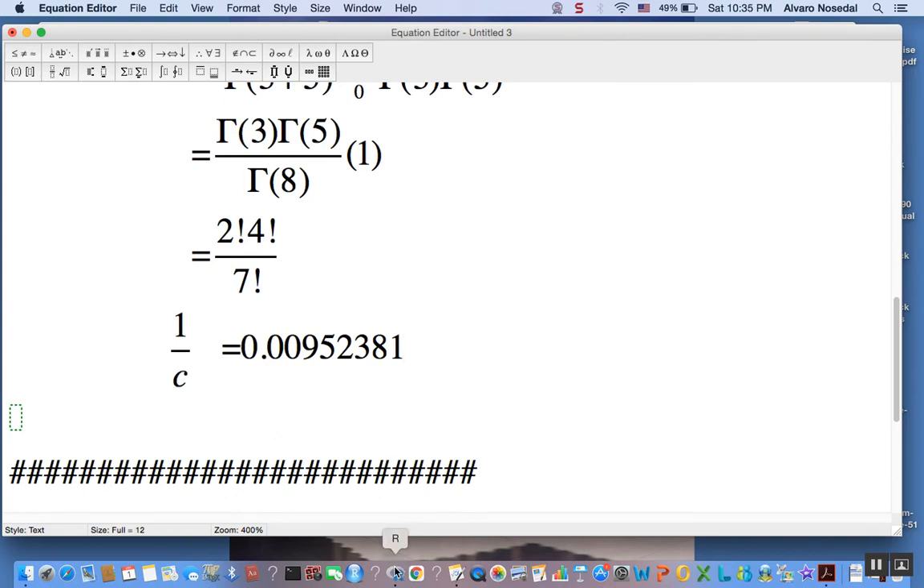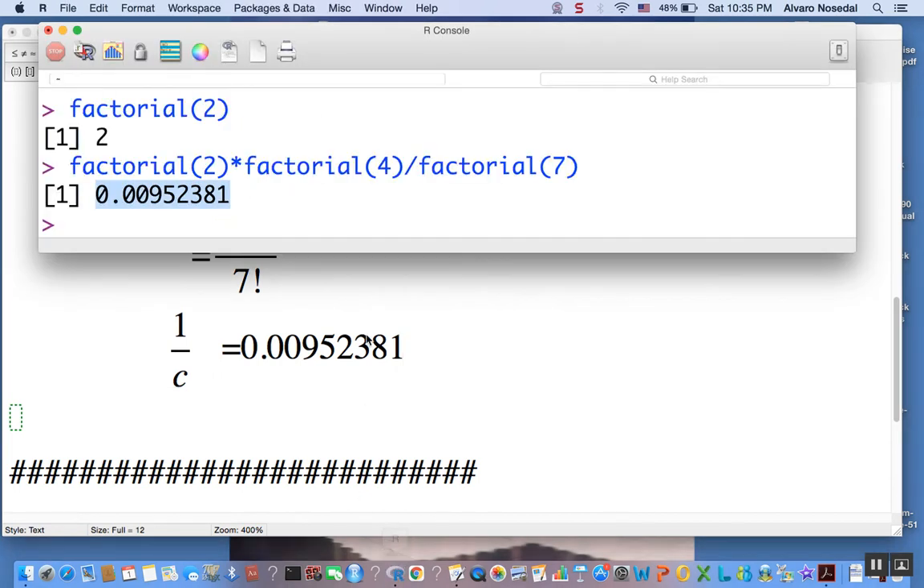So if we want c, the truth is that what we want is 7 factorial divided by 2 factorial times 4 factorial. Let me just find it like that directly, because the one that we really want is C, not the reciprocal.